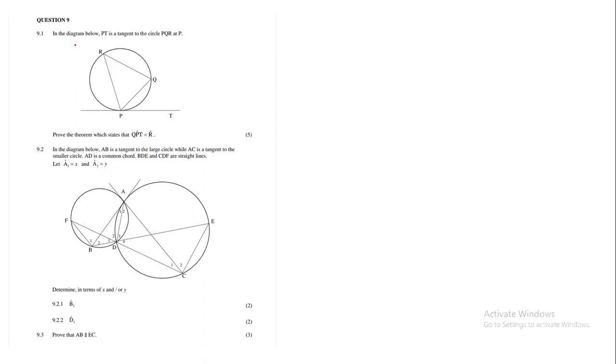Now, question number 9, it says to us, this is most definitely a proving theorem. What is this theorem? Theorem number 9, the tan-chord theorem. In the diagram below, PT is a tangent to the circle PQR at point P. Prove the theorem which states that angle QPT is equal to angle R. Basically, this angle is equal to that. We know that, but we have to prove that now. How are we going to prove that?